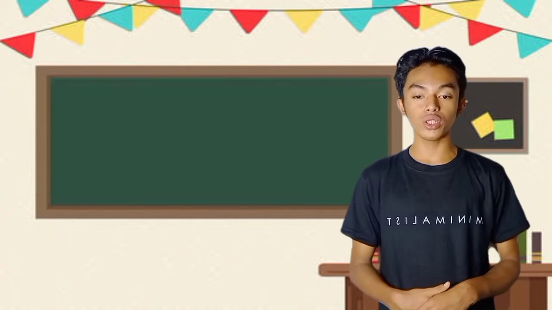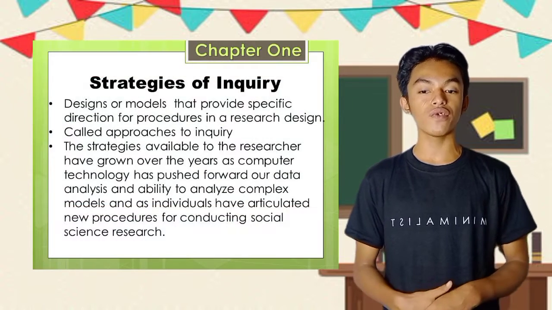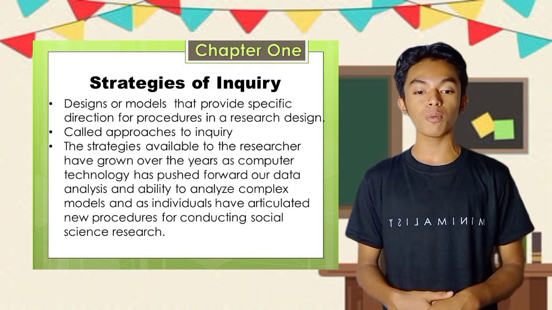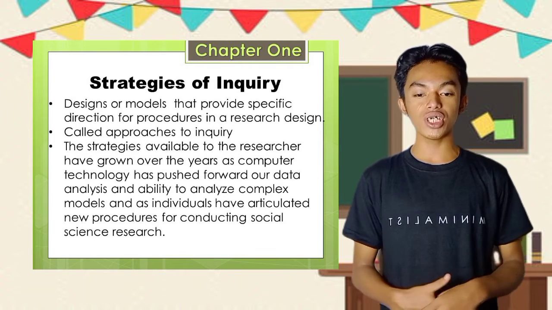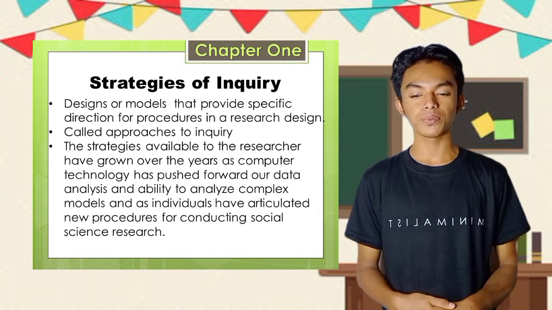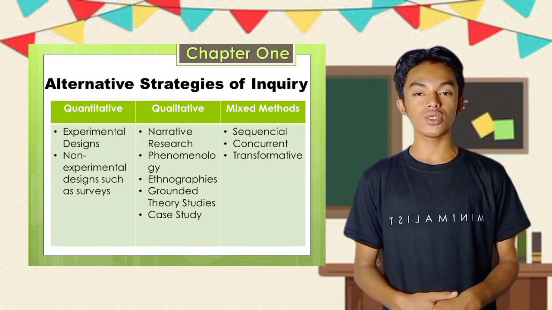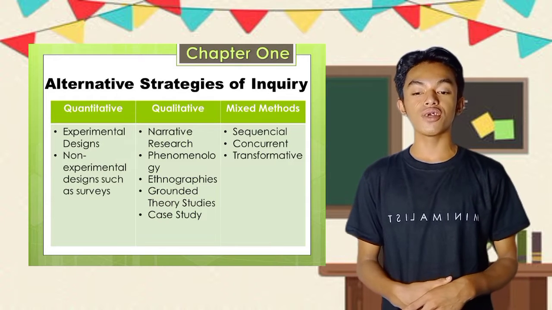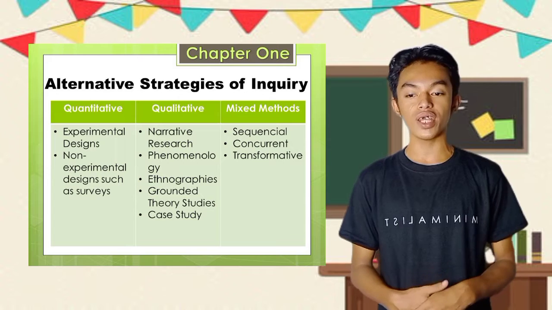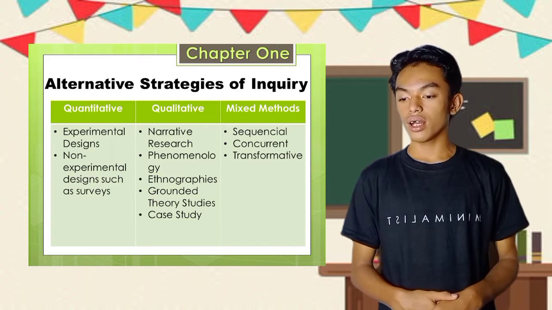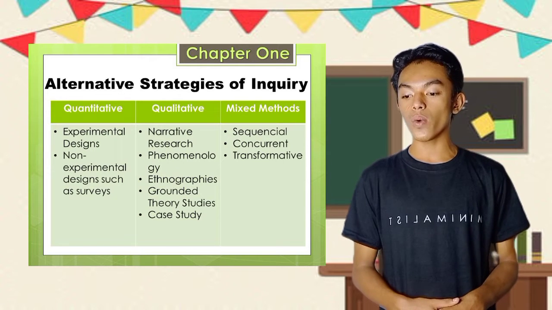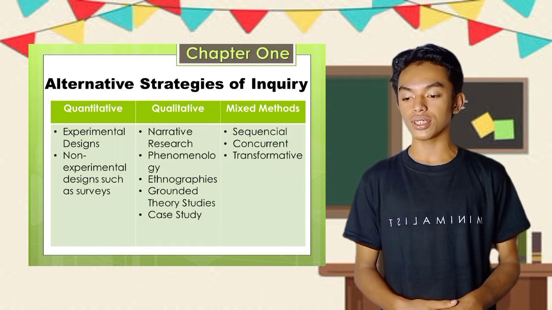So the next component we're going to talk about is the strategies of inquiry. So strategies of inquiry are the designs or models that provide specific direction for procedures in a research design. It is also called approaches to inquiry. So here are the alternative strategies of inquiry. In quantitative research, there are experimental designs and non-experimental designs such as surveys. Quantitative strategies include true experiment and the less rigorous experiments called quasi-experiments and correlational studies.